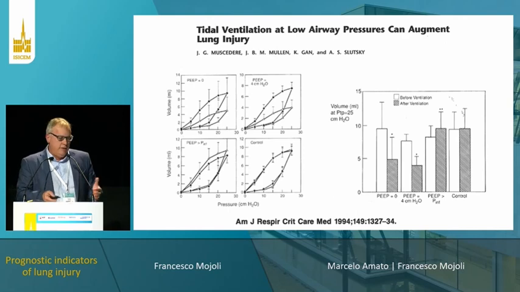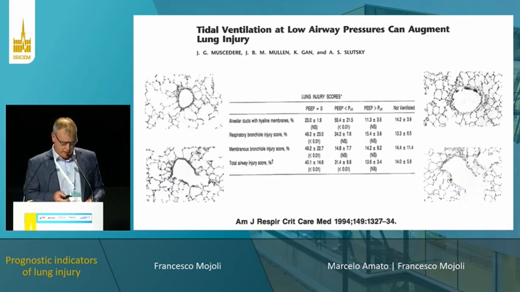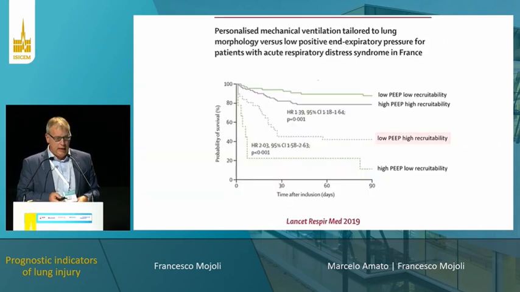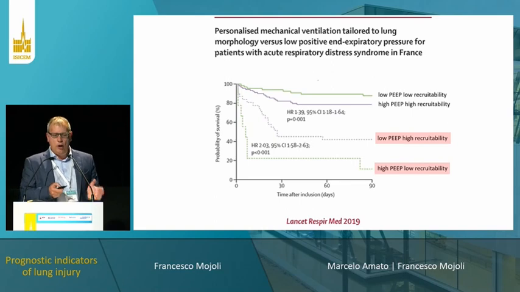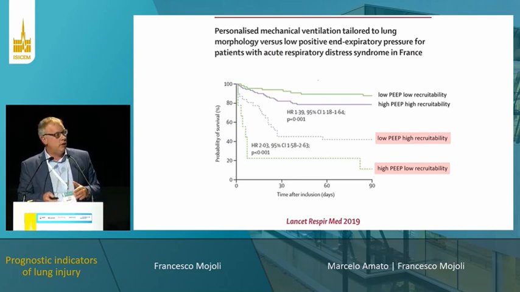And yeah, the deleterious effect of opening and closing is very well known and studied. There is a progressive deterioration of lung mechanics and of lung injury scores. And it seems that our patients agree with this, no? Because if we set low PEEP in patients with a high potential for lung recruitment or high PEEP in patients with low recruitability, their outcome is very, very poor.